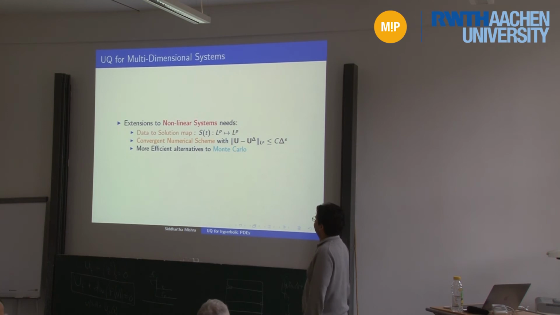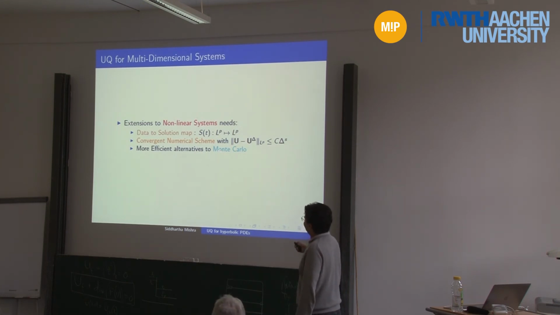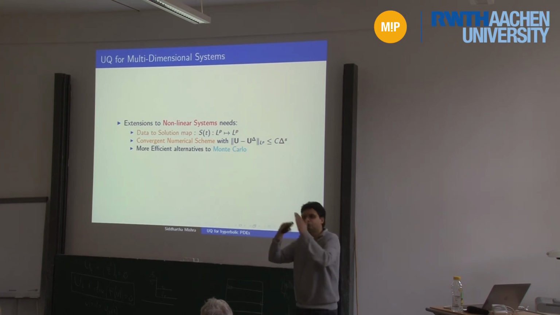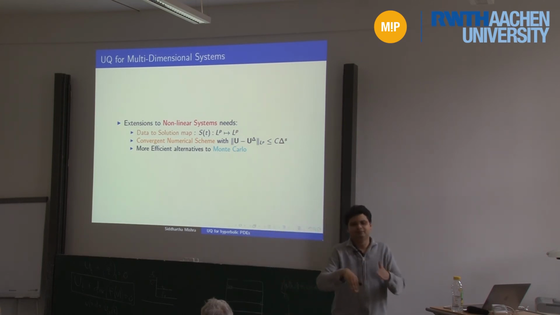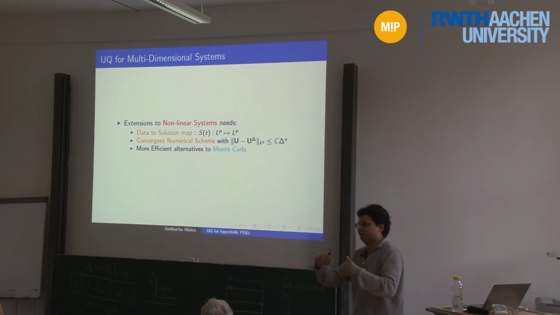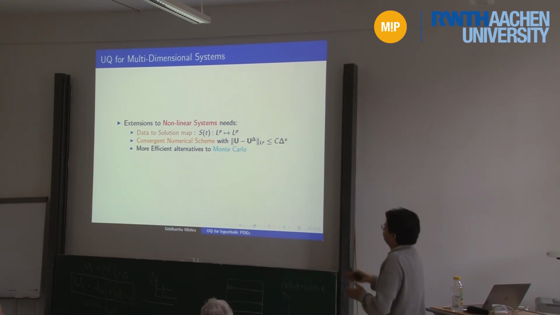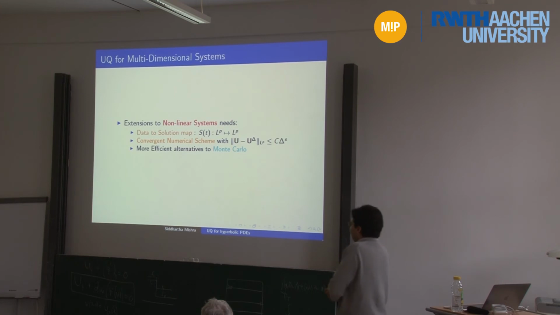So you can do UQ. Remember that we had this picture here where we had the data to solution map and the convergent numerical scheme. For systems, we don't have this, right? Somehow the two are compressed together. The UQ is still well posed, okay? But of course, because of the statistical solutions and so on, we still need more efficient alternatives to Monte Carlo, and this is what I'm going to talk about in the next part of the lecture.